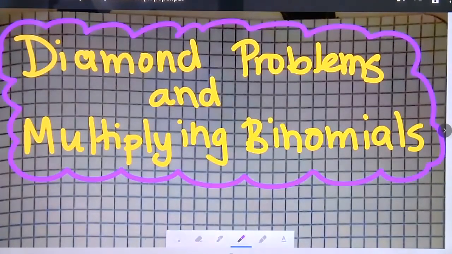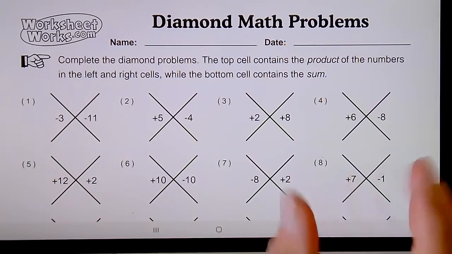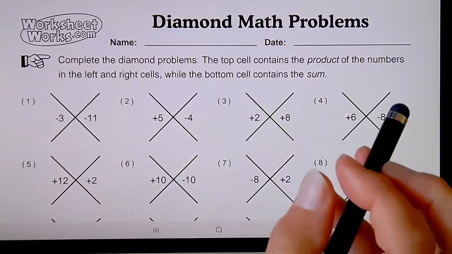Today we're going to be doing some notes on diamond problems and multiplying binomials. We're going to go back and forth between the worksheet that I posted, titled Classwork, Diamond Problems, and Multiplying Binomials, and our composition book. This is a little bit of review, but it's also a little intro to Integrated 2. So we're going to start out with this worksheet on the diamond problems.